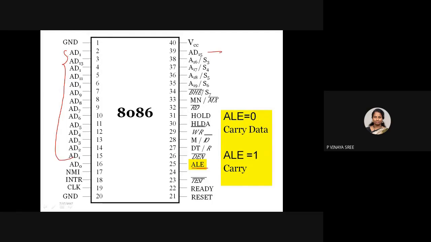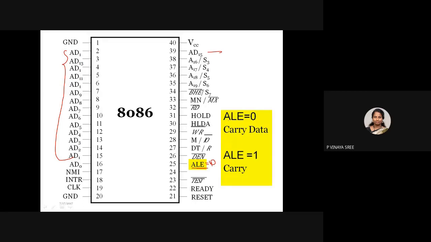Multiplexed means we can use either an address or a data. If this pin is 1, that means presently in the multiplexed lines the address is active. So address latch enable equal to 1 indicates that presently we are using an address. If it is equal to 0, this multiplexed line carries the data. If it is equal to 1, it carries the address.